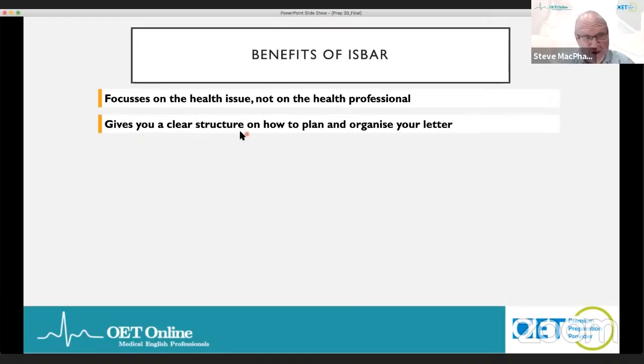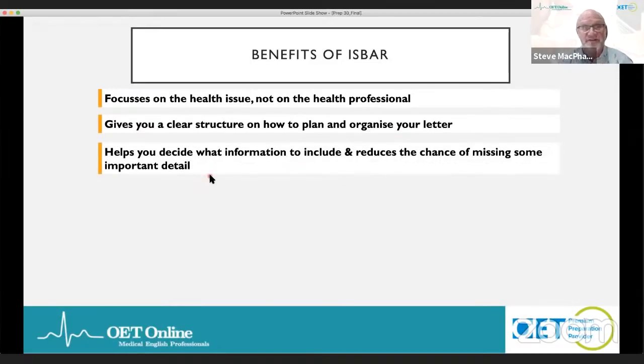ISBAR gives you a clear structure on how to plan and organize your letter, because you know I'm going to introduce, identify my patient, I'm going to talk about the situation, the background, the assessment, and the request. You've got five letters, so that's five things that you can include in your structure. It's definitely going to help you to decide what information to include, and it reduces the chances of missing some important detail, because you can check: have I explained the situation clearly? Have I provided the relevant background information? Is my clinical assessment clear?